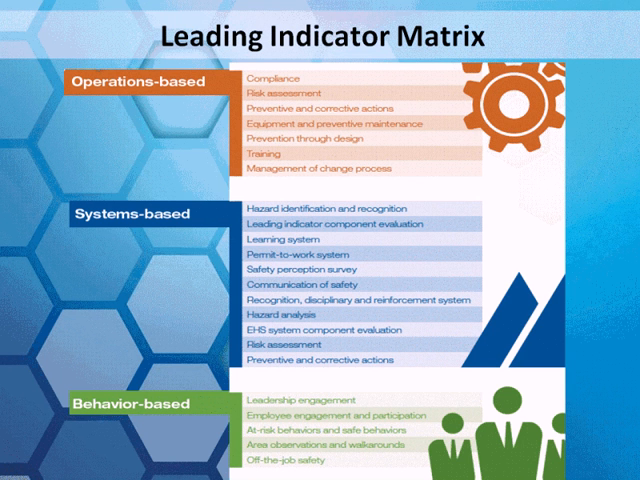For operations, things like compliance and risk assessment. For systems, things like leading indicator component evaluation, hazard identification. For behavior, things like leadership engagement, employee engagement. From each of these second-level categories, we have lists of actual metrics that our members have used or thought about using and maybe saw success with or maybe didn't. And that's all available in the second paper. There's a whole other tier to this with some really specific examples of metrics that you could consider using.